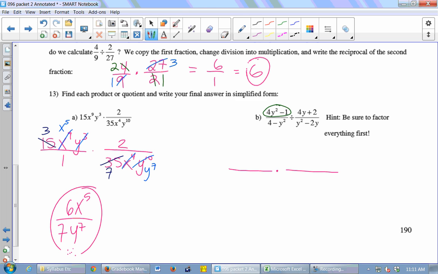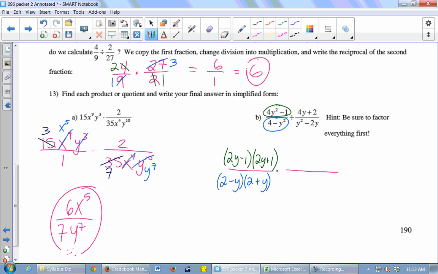4y squared, what's the square root of 4y squared? 2y, and the square root of 1 is 1. So that one is going to factor to 2y minus 1, 2y plus 1. All right. 4 minus y squared. That's also the difference of two squares. 2 minus y, 2 plus y. Because 4 is the first square that shows up, so it's going to be first in the factoring.